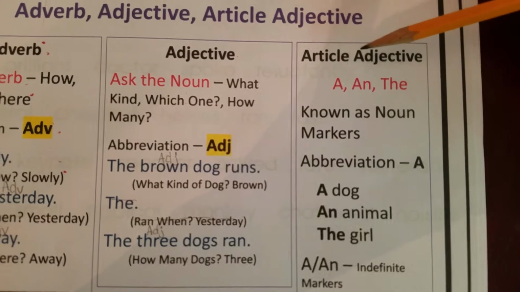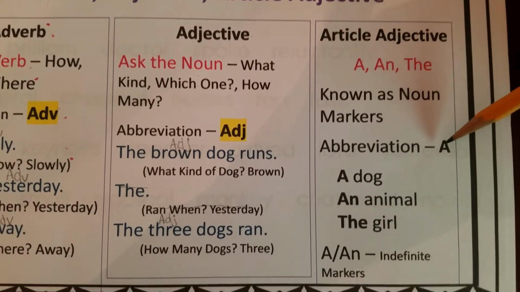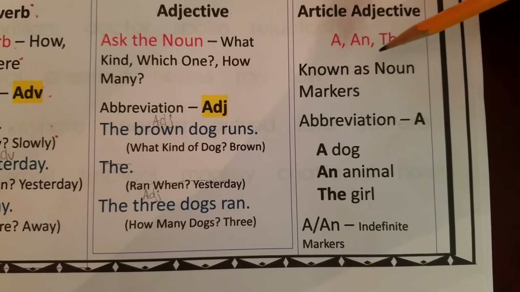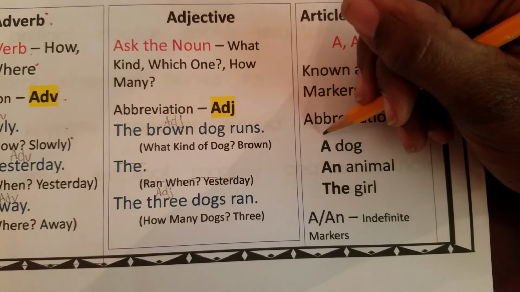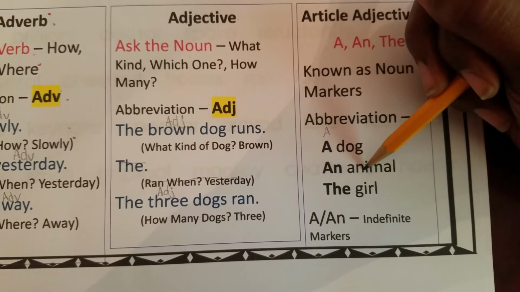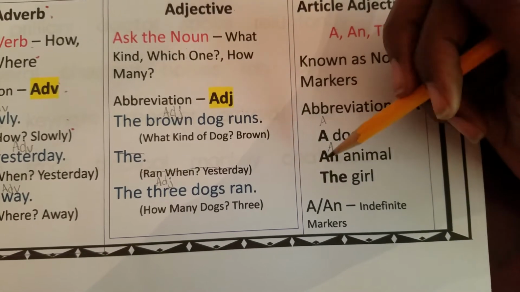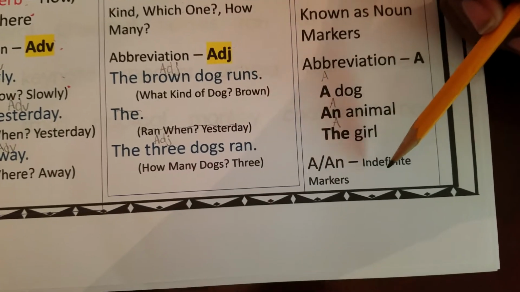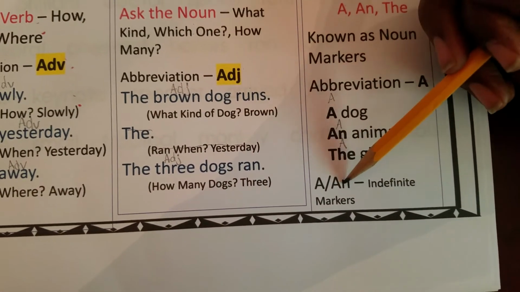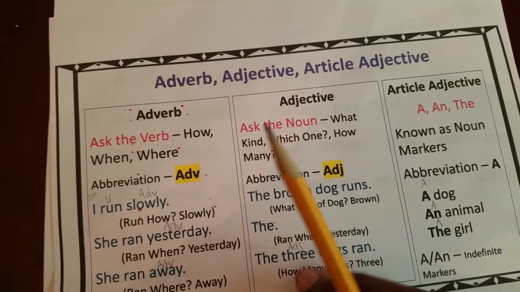Article adjective. When we see these three words in a sentence, we are automatically going to put the abbreviation A. They are known as noun markers. So when you see "a dog," A; "an animal," A, article adjective; "the girl," A, for article adjective. They are indefinite markers, A and N, indefinite markers. So now let's look at some sample sentences.